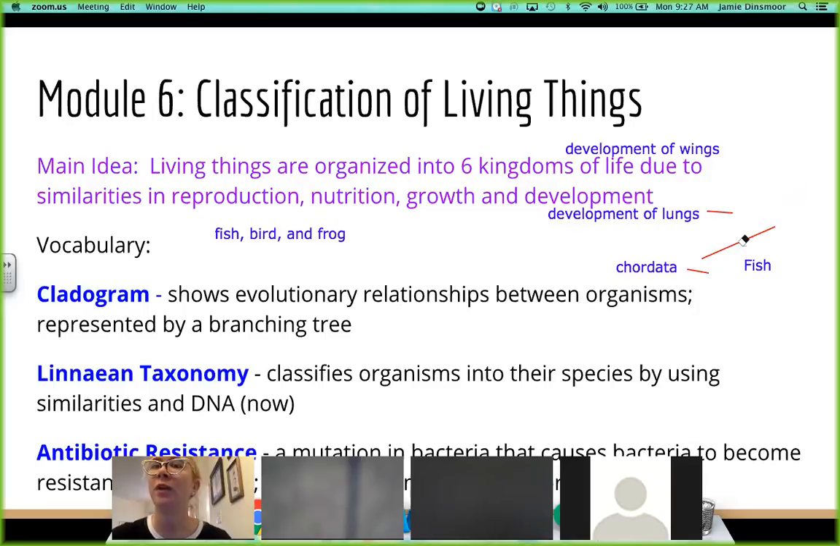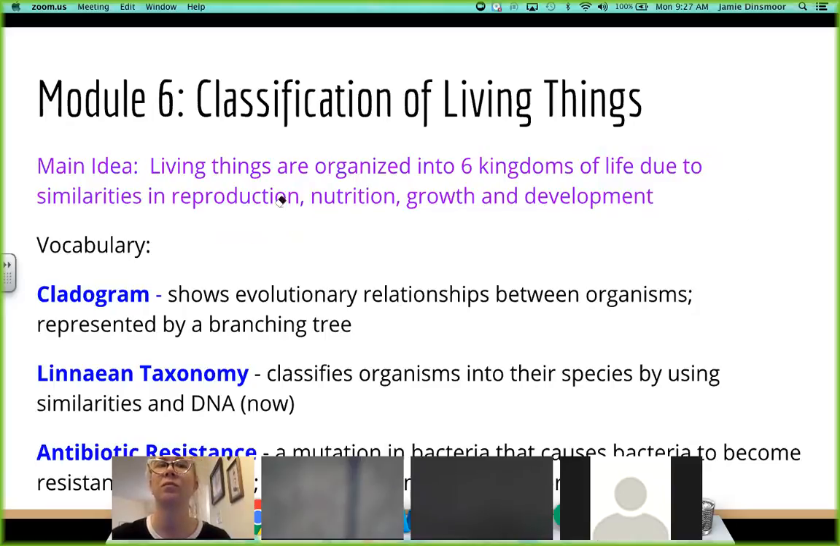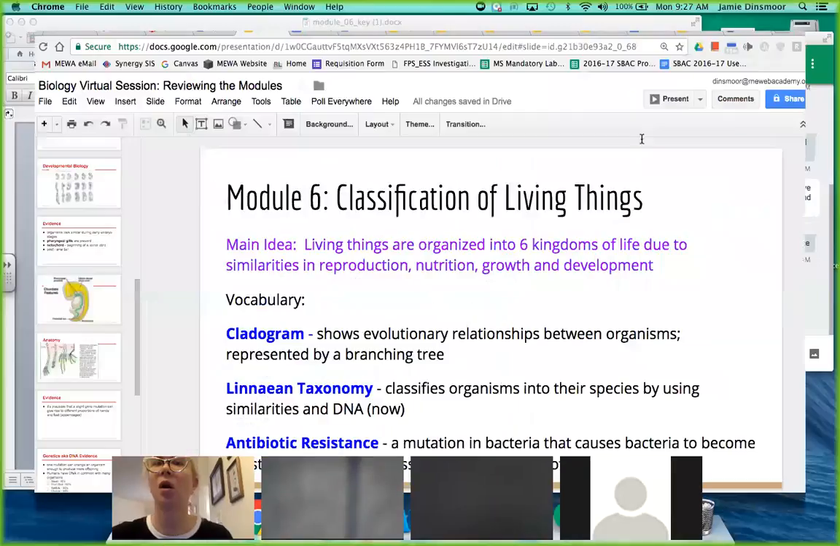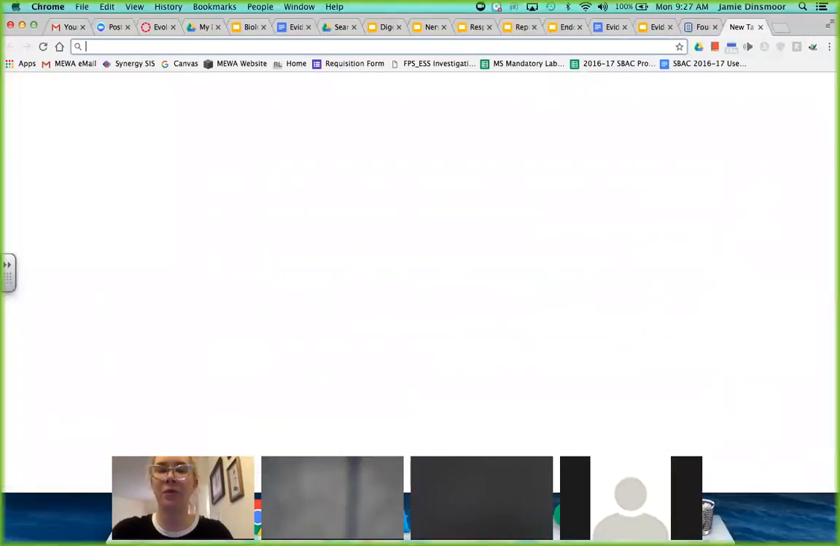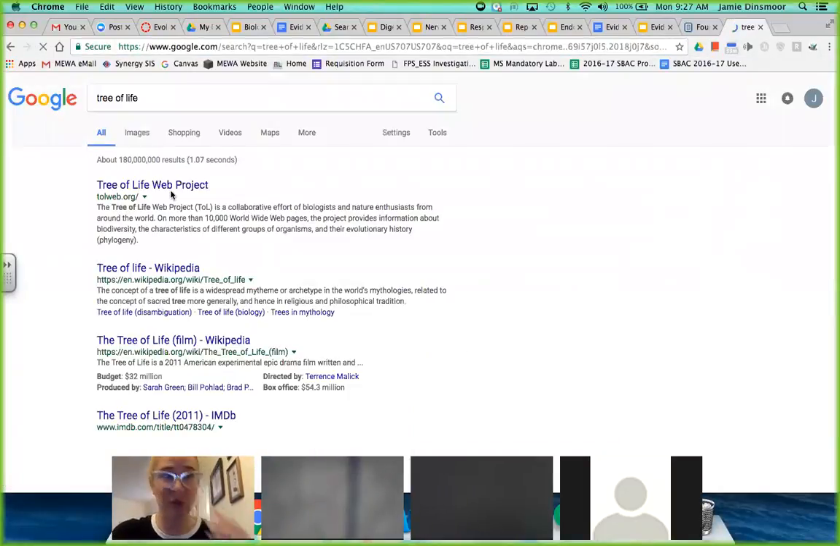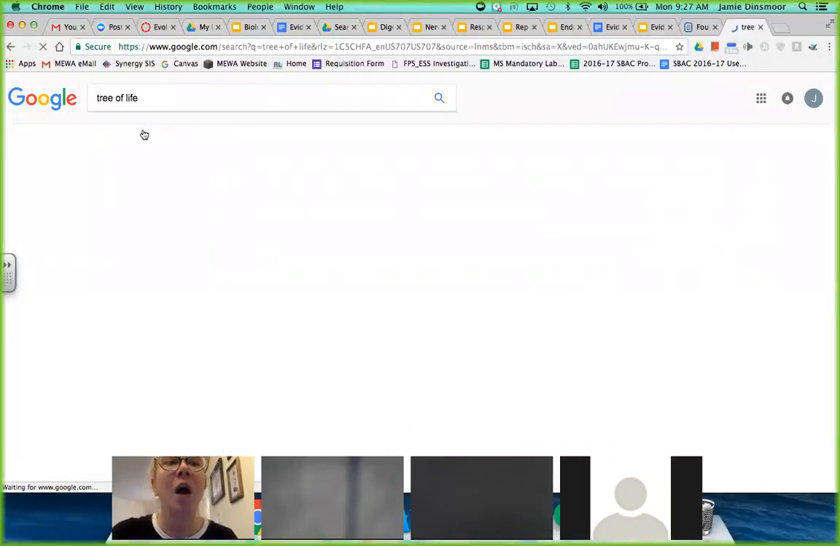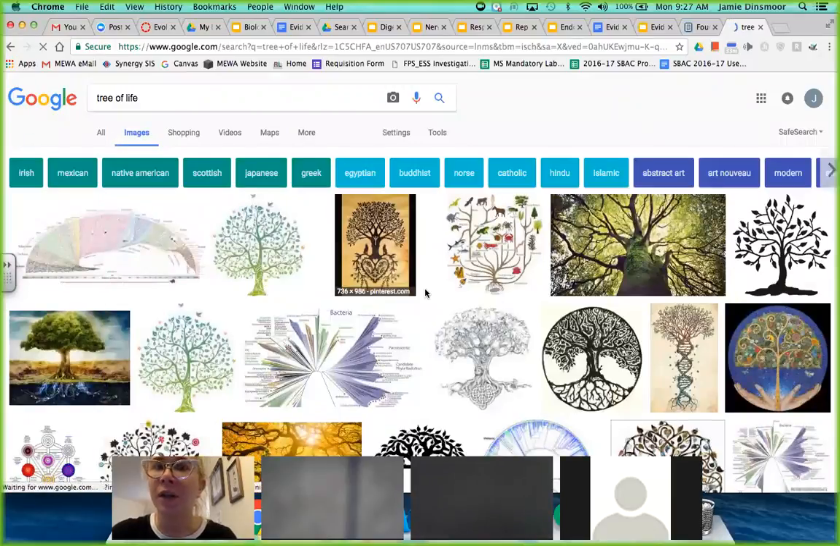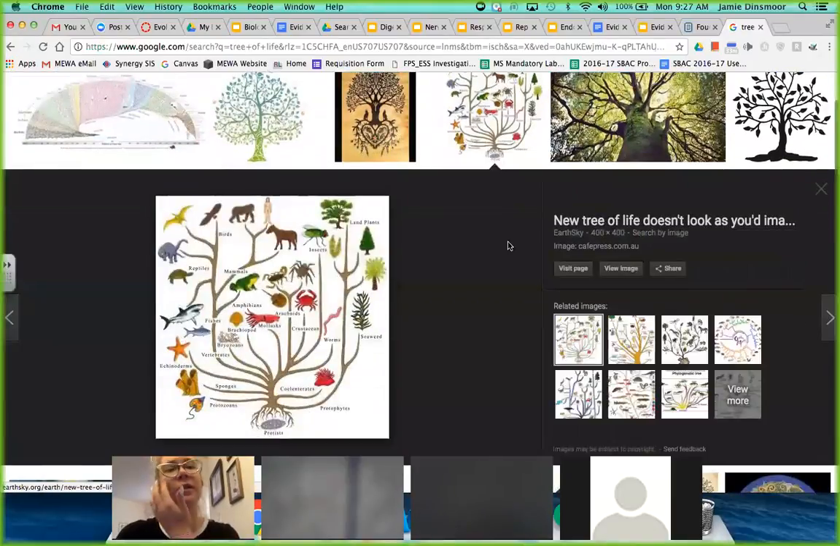I didn't realize I had to erase each line by itself. Okay. Okay. So when we look at the tree of life, ooh, tree of life tattoo. It's not what we want. Let's see. We can see something like this is kind of a simplified version, but this will work.